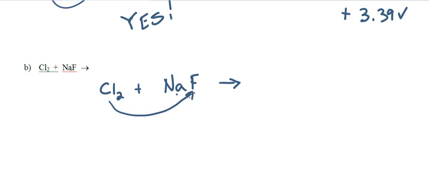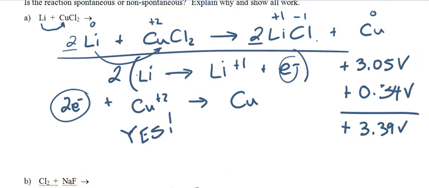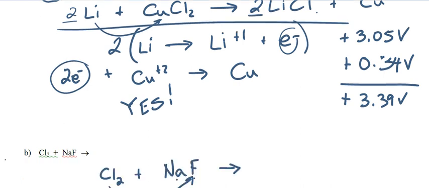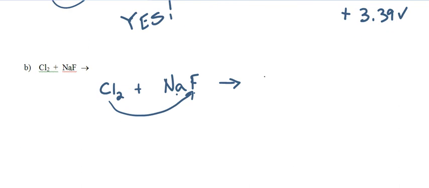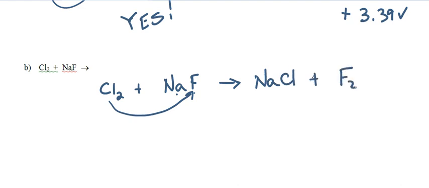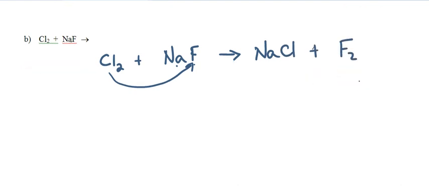Remember, in a single replacement reaction, the thing that stands by itself, whether it's a metal or a non-metal, will replace its own kind within the compound. So up above here, we had a metal, lithium, is going to replace the copper. We would not try to replace the chlorine in this case. Not going to happen. Okay. So if the chlorine is able to replace the fluorine, we would have sodium chloride, and we would form fluorine gas. Okay, and again, it's not balanced, but we'll go ahead and work from there.